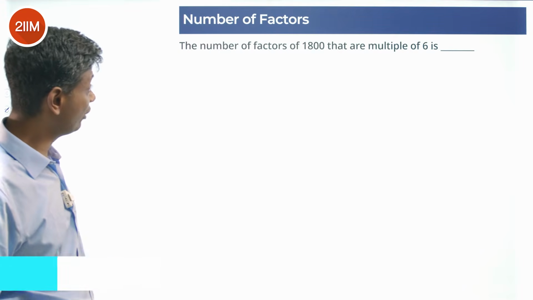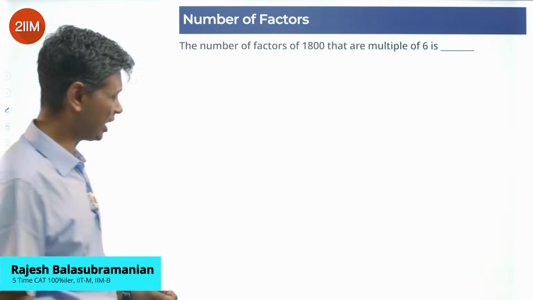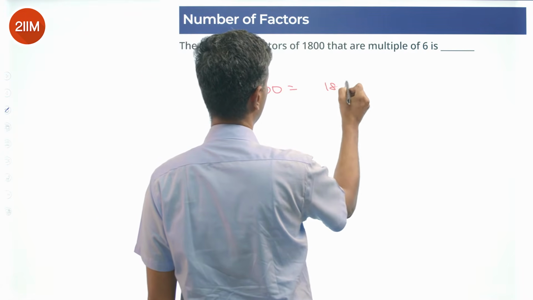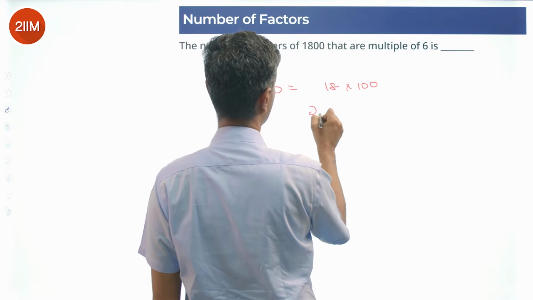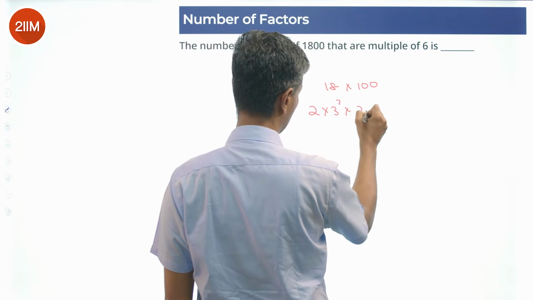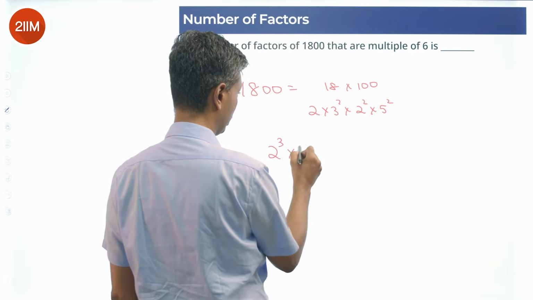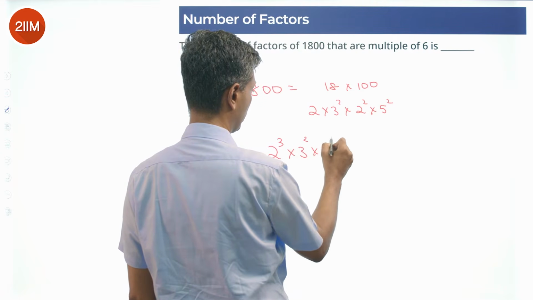The number of factors of 1800 that are multiples of 6. Start by prime factorizing. 1800 is 18 into 100, which is 2 into 3 square into 2 square into 5 square, which is 2 cube into 3 square into 5 square.